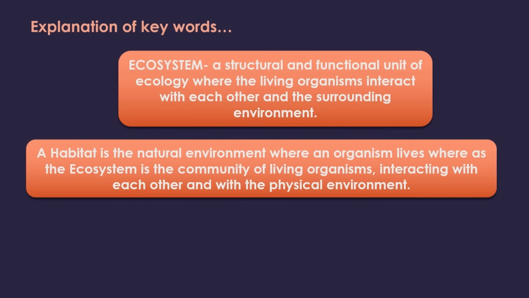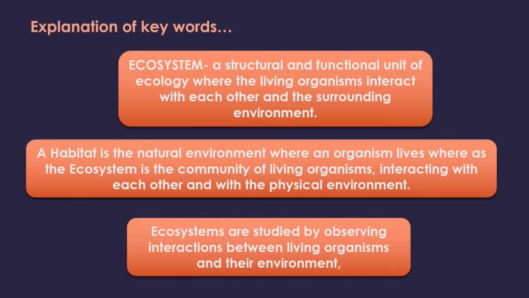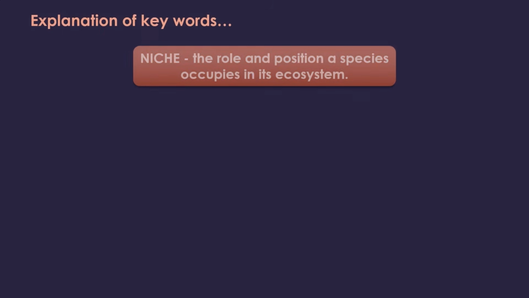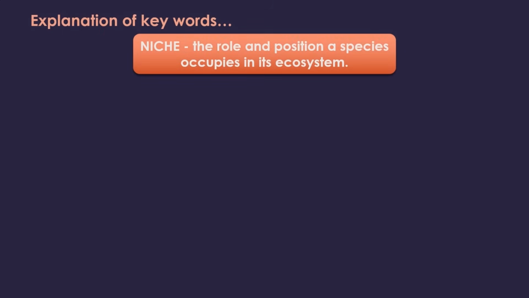The same habitat can be shared by a number of organisms. So there would be some interactions among the living organisms sharing the same habitat, and there would be some interactions with the physical environment also. Hence, the ecosystem can be studied by observing interactions between living organisms and their environment. So this much explanation is sufficient for this keyword.